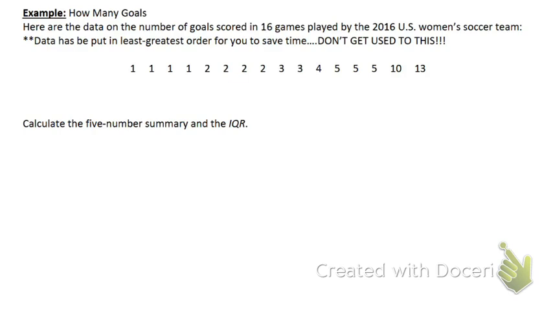But we need to calculate the 5-number summary and the IQR. Remind me again, what 5 numbers are in the 5-number summary? Minimum, Q1, median, Q3, maximum. Perfect. Obviously, the minimum's super easy. What is the minimum? 1. Maximum's really easy. What's the maximum? 13. Okay, cool. Let's go find the median.